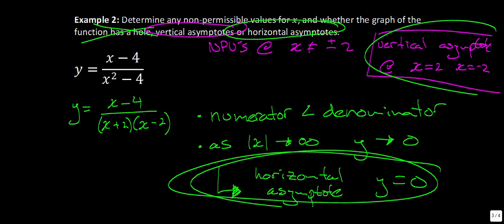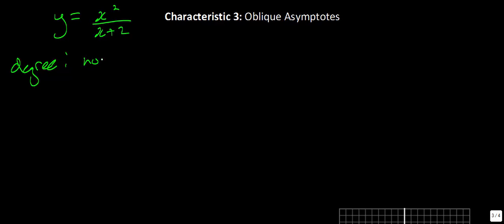That brings us to characteristic 3, oblique asymptotes. So to start this question, let's take a look at a function. We'll deal with y is equal to x squared all over x plus 2. Okay. Right away, what I hope you might notice about this function is that when we talk about degree, the numerator, in this case, it's not less than, it's not equal to, it's actually greater than the denominator.